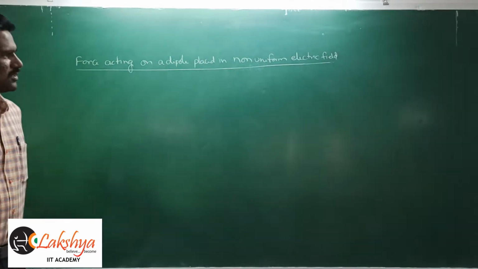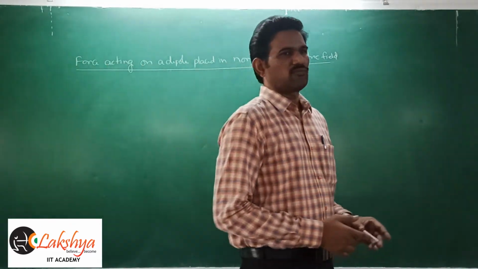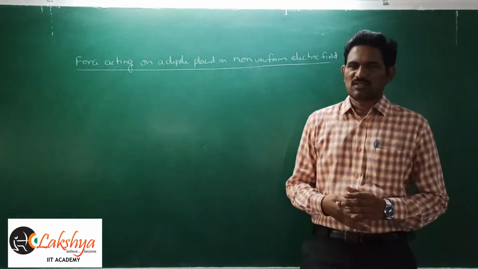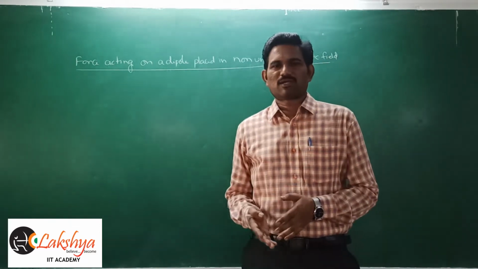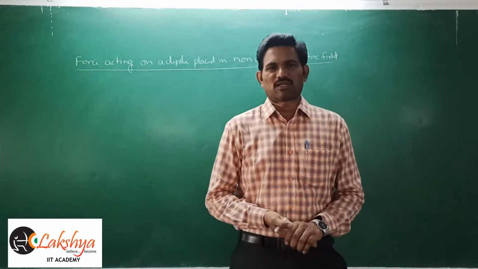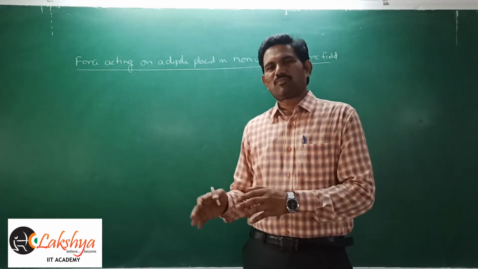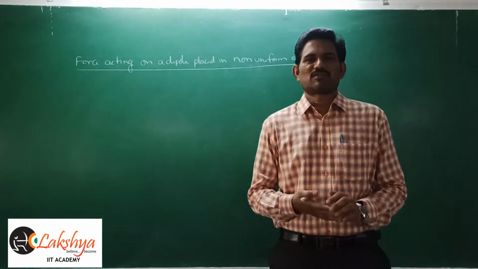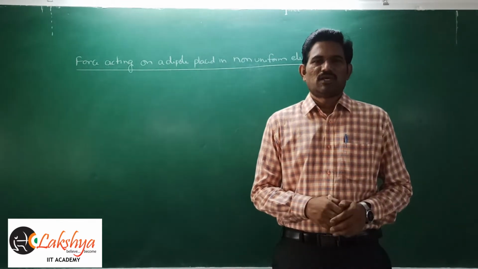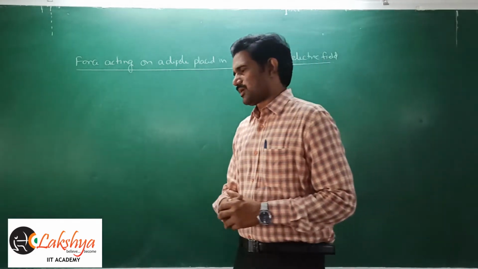That means force acting. We discussed already what is a uniform electric field and what is a non-uniform electric field. Non-uniform electric field in the sense the field varies either in magnitude or in direction, or it may change both magnitude and direction from point to point. If both magnitude and direction of the electric field remain the same, then we call it a uniform electric field. So now this is a non-uniform electric field.